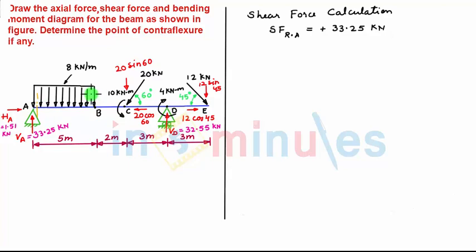By taking a section towards left of B and very near to it, I can write shear force towards left of B is equal to, we see as we move from this section to this section, there is the addition of this vertical force due to this UDL whose magnitude will be 8 multiplied by 5. So we have plus 33.25 minus 8 multiplied by 5. So this comes out to be minus 6.75 kN.